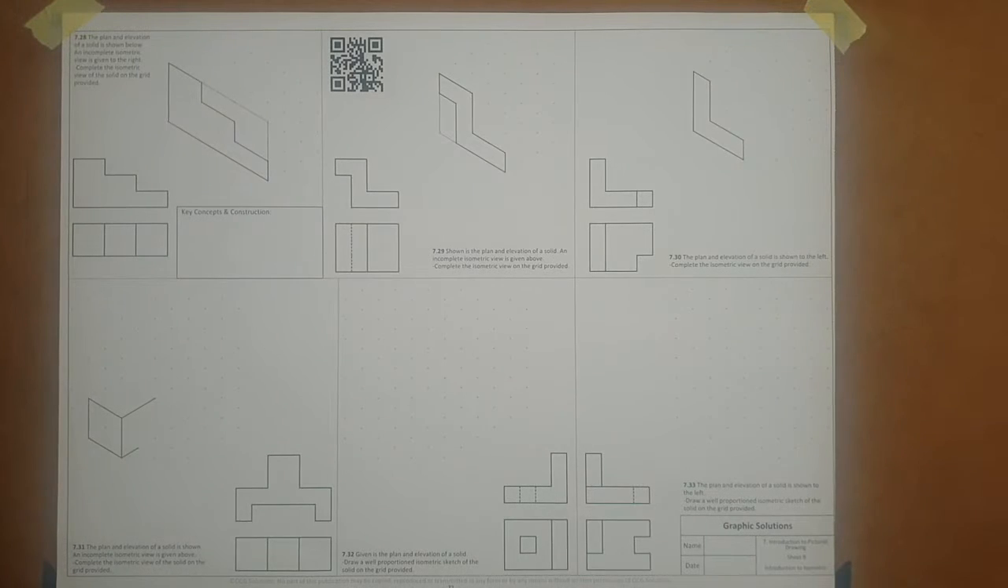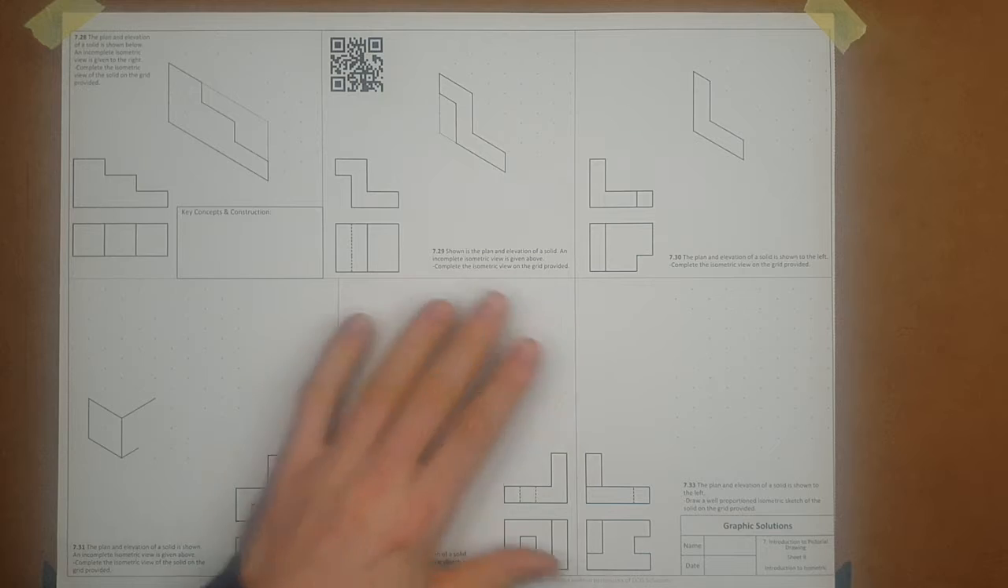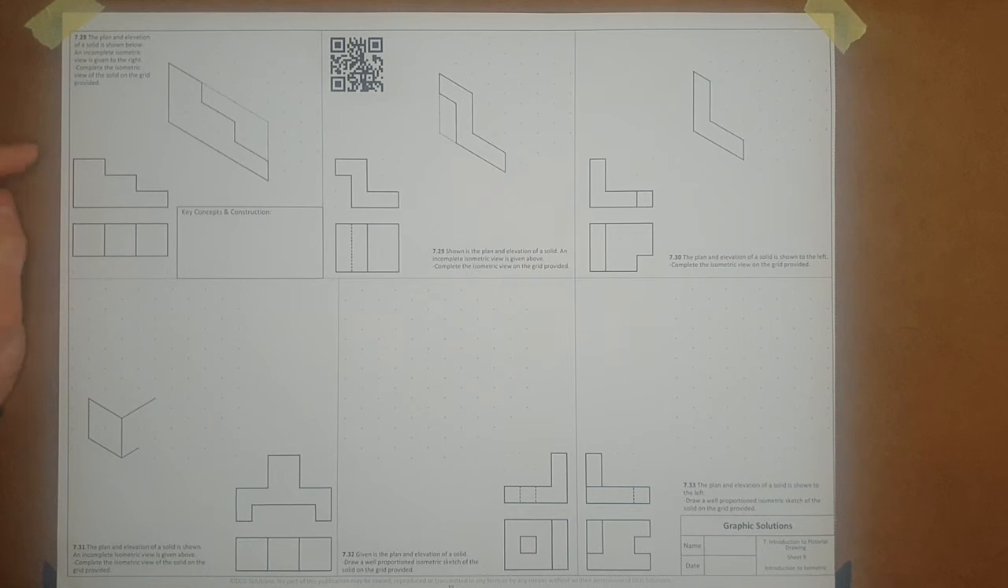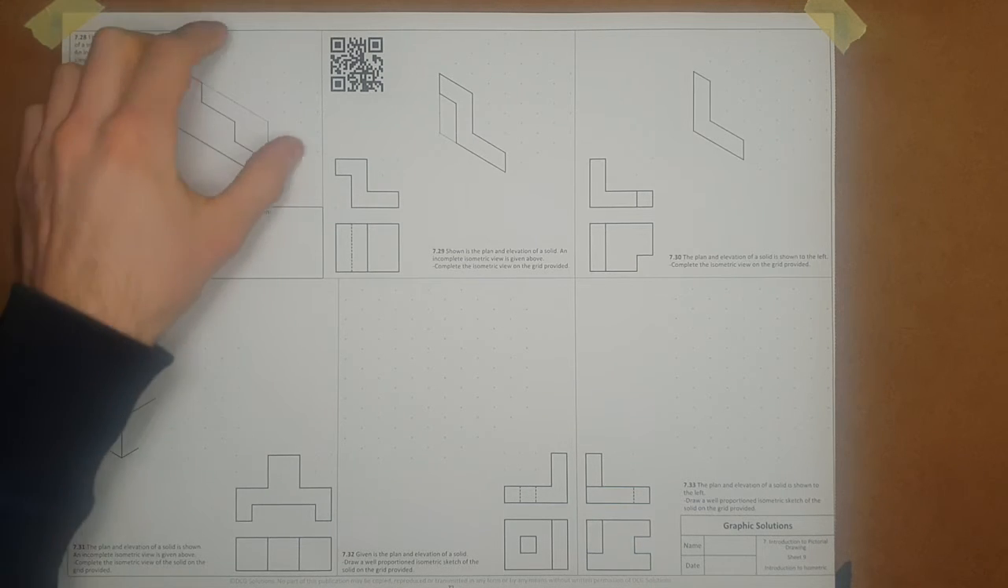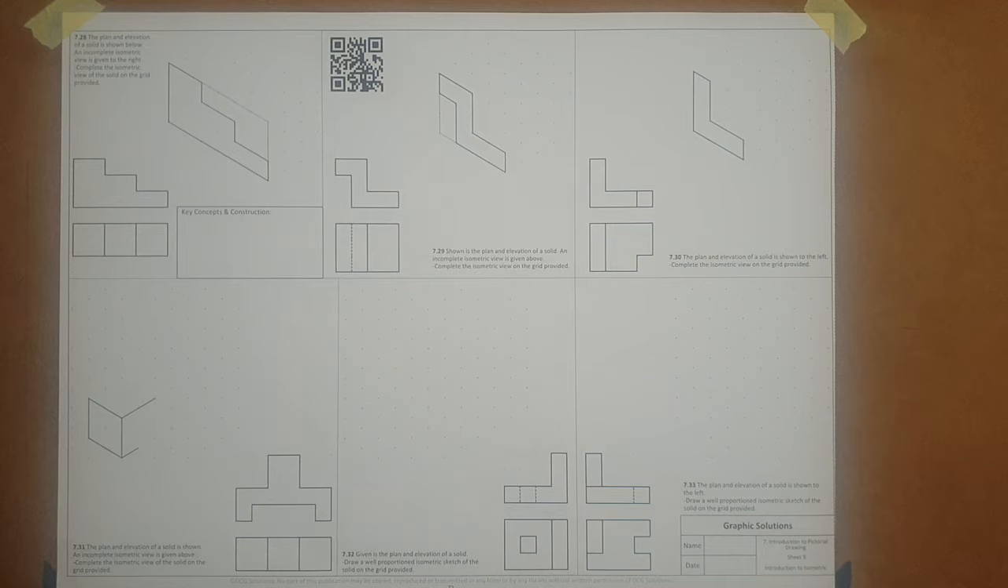Hey guys, in this video we're going to have a look at the basic introduction to isometric drawing. Isometric is a method of communicating a design in three dimensions. In this sheet we have 6 examples of little solid objects, a set of steps or whatever it happens to be. There's an elevation and a plan given, and we have an area then to work in three dimensions.